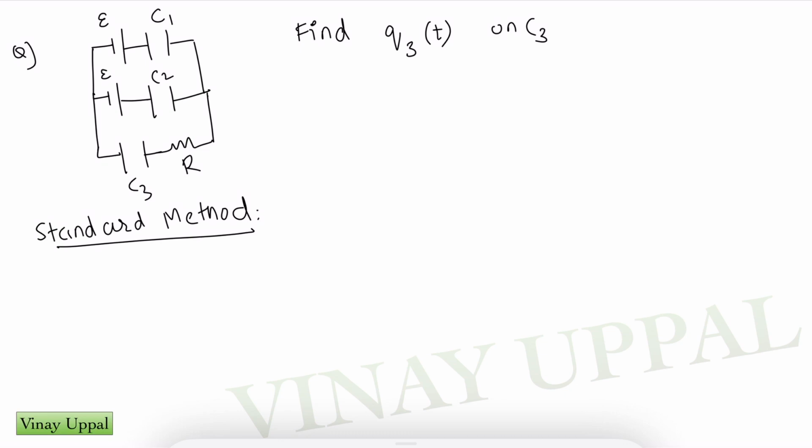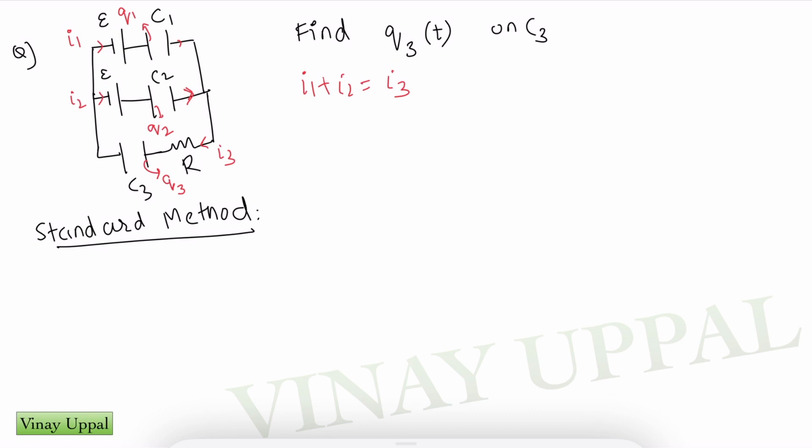For the standard method, I am going to assume I have currents, let's say I1, I2, and let me say this is I3. And let's say the charge on capacitor C1 at some instant is Q1, on C2 is Q2, and on C3 is Q3. So one equation is of course that I1 plus I2 would be equal to I3. This is just the junction rule.